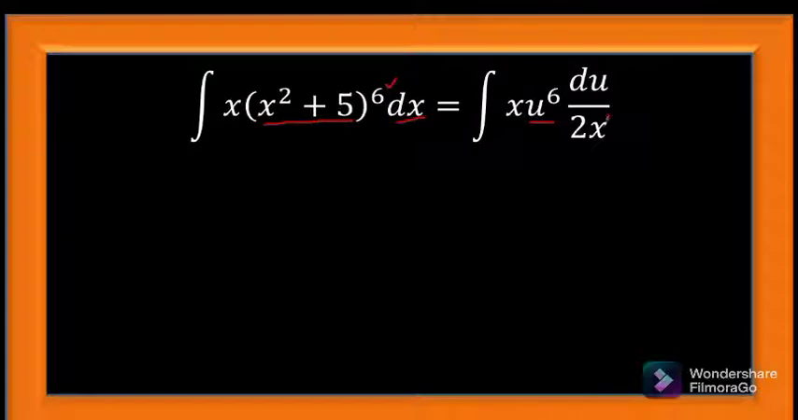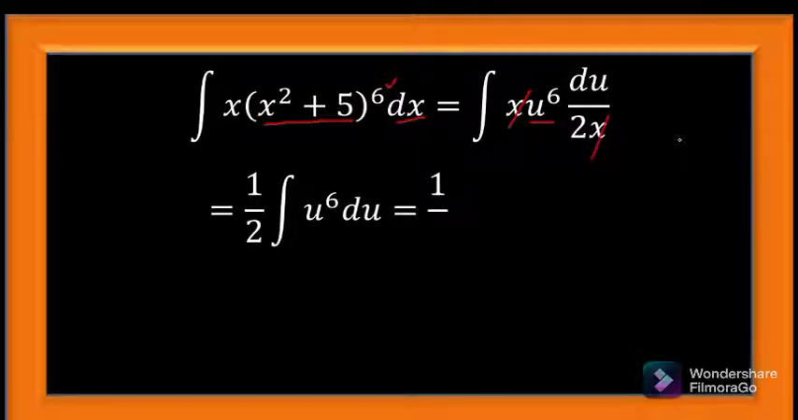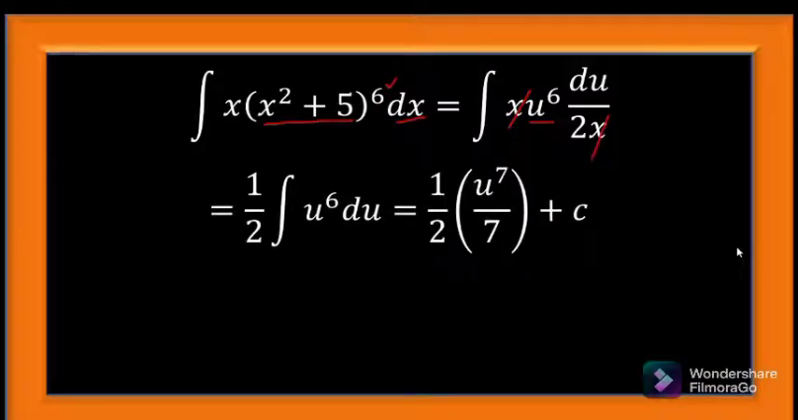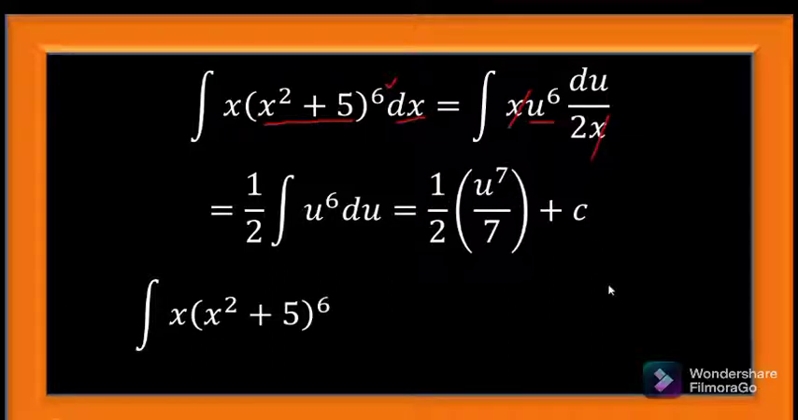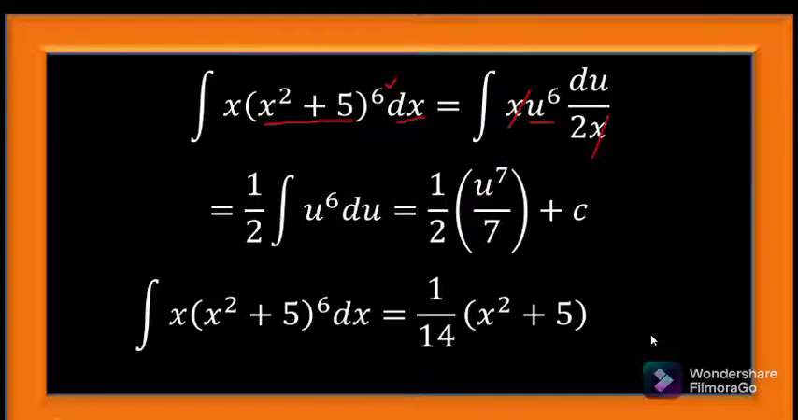When you look at this again, the x here will cancel with the x there. So it means the next integral will be now a half integral of u power 6 with respect to u. And when you integrate that, you simply increase the power by 1, divide by the new power. When you do that, our final answer now is going to be 1 out of 14, because we are going to multiply this by this. So it will be 1 out of 14. Where there is u, we substitute back the (x squared plus 5) power 7 plus our constant of integration.